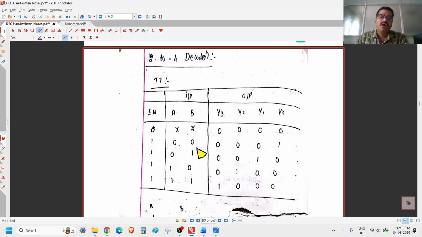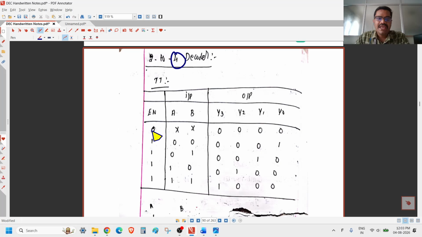Now initially we are going to discuss a 2 to 4 decoder. You know that compared to the output, the input is minimum, and compared to the input, the output is maximum. There will be an enable line and two inputs, A and B, and outputs Y3, Y2, Y1, Y0, because it is a 2 to 4 decoder.